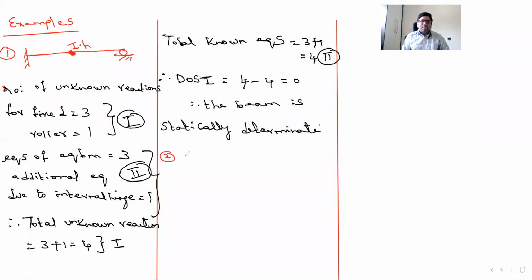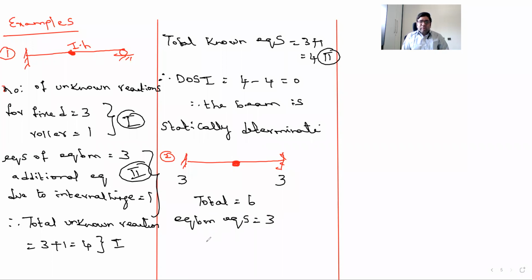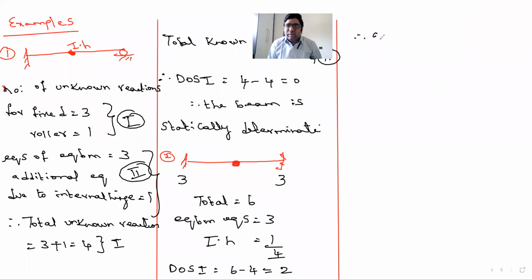Now let us go with the second problem: a fixed beam with an internal hinge. Now I will write direct answers. Here I have 3, here I have 3. Total is equal to 6. Equilibrium equations are 3, internal hinge 1, so this is 4. So degree of static indeterminacy is equal to 6 minus 4, that is equal to 2. Therefore, second degree. It is not 3, it is 2 because the internal hinge is there.